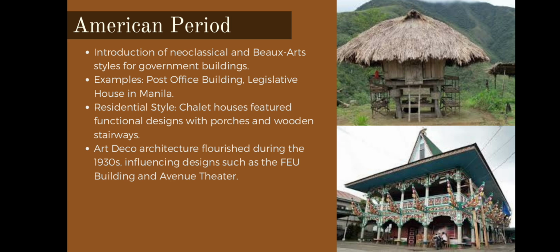Residential style: chalet houses featured functional designs with porches and wooden stairways. Art Deco architecture flourished during the 1930s, influencing designs such as the FEU building and Avenue Theater.